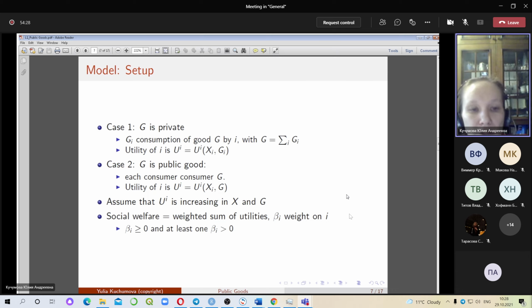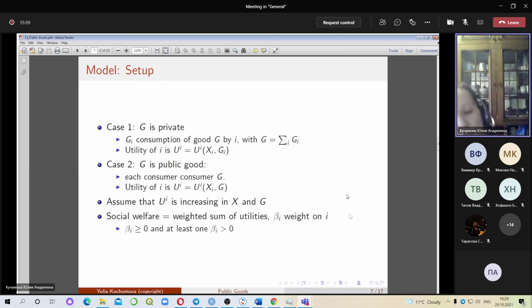When we talk about case 2, where G is a public good, what is important is that each consumer consumes G, the total amount of the public good. The utility of consumer i depends on xi and g. The index i after good G is critical, because it means a lot: it distinguishes whether we are in the case of a private good or a public good.